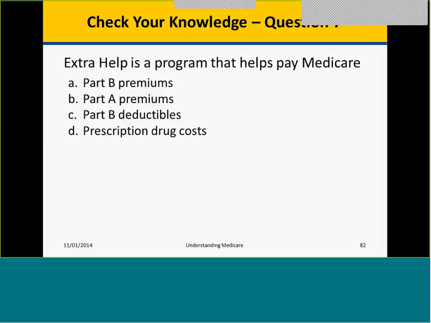So knowledge check: what is Extra Help? Extra Help is a program that helps pay Medicare A, B, C, or D. What is the answer? B, yeah, Part D premiums. Extra Help is a program that helps pay Medicare prescription drug costs.